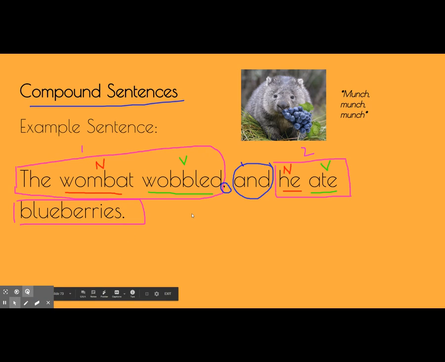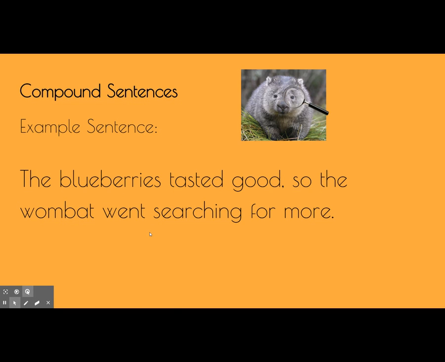I'm going to move on to another example to show you how this is all working. Let me clear the screen here. All right. Next one. Another example sentence. The blueberries tasted good, so the wombat went searching for more. I'm going to go through this one a little bit quicker. So again, we're going to take a look at verbs first. The blueberries tasted good. Tasted is our verb because it's an action. So the wombat went searching for more. Went searching is our next verb, right? That's the action, to go somewhere. This is the past tense of the verb to go, so that's a verb. So went searching for more, that's our other verb.